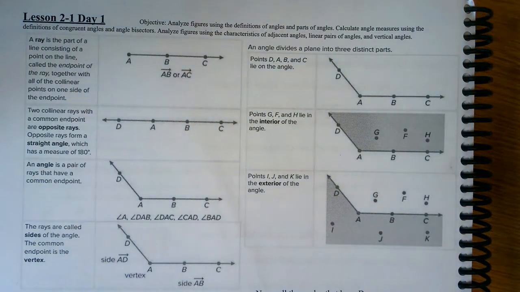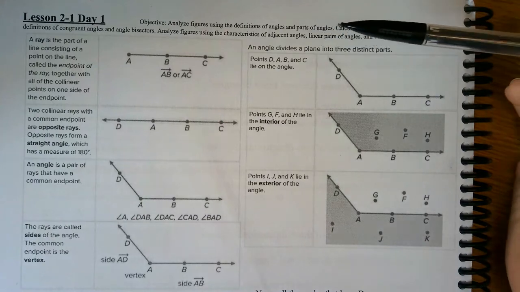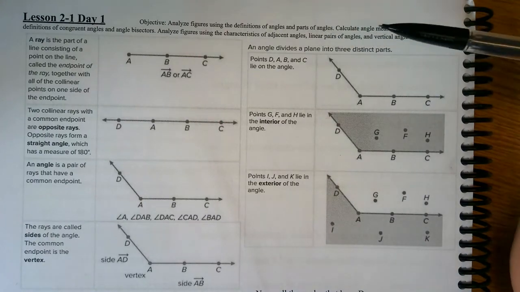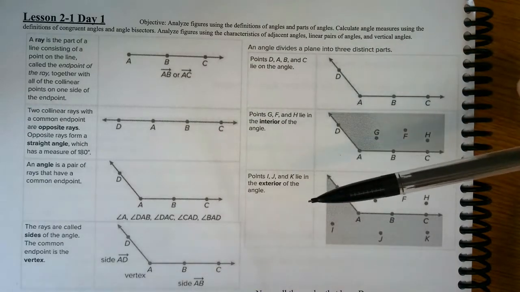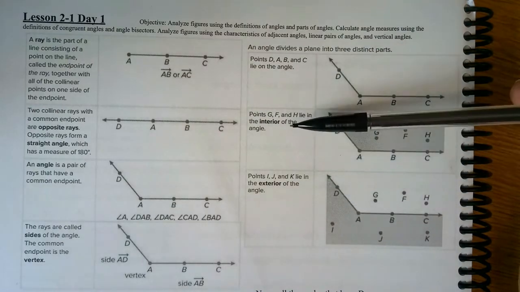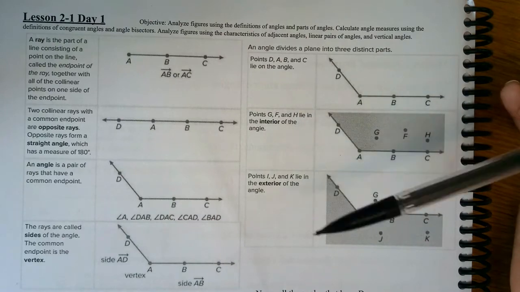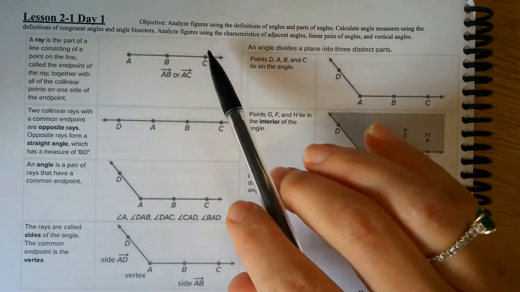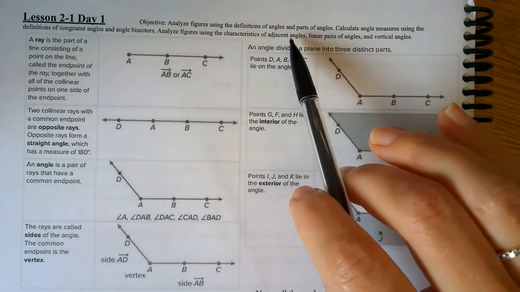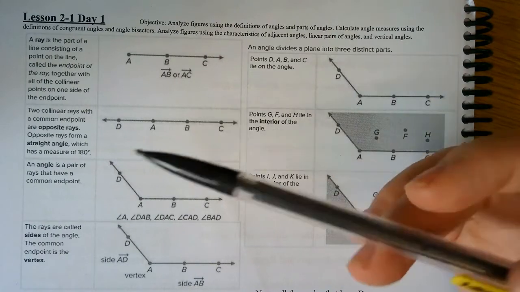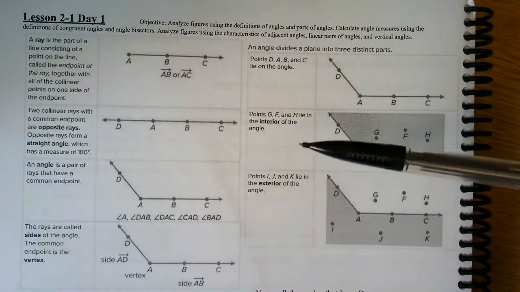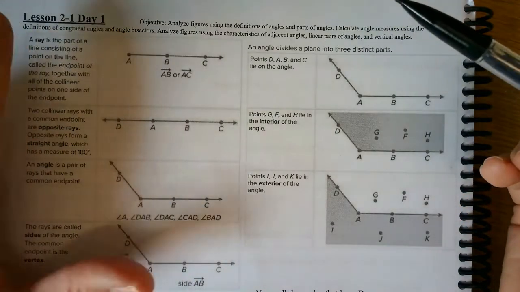Okay, section 2.1 is where we are going to analyze figures using the definitions of angles and parts of an angle. So we're going to be able to name certain rays, certain opposite rays, certain angles, and then also vocabulary like interior and exterior. We will also look at interpreting diagrams to make sure that we have some specific vocabulary words in there. So this first example is just practicing using all of these vocabulary words. So before I start with that example, let's go through some of these.